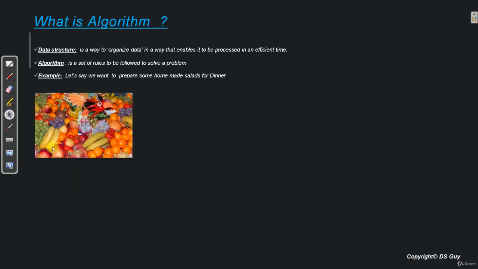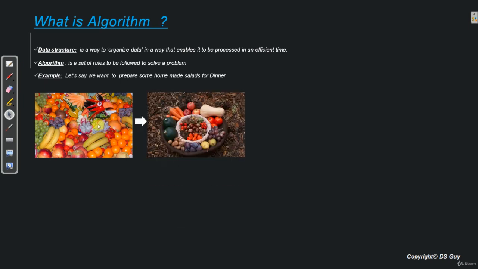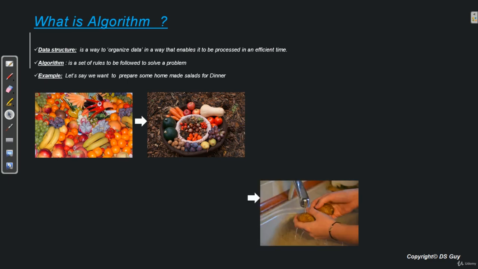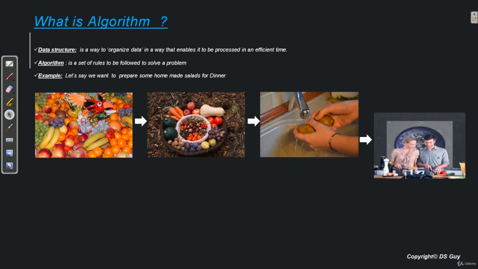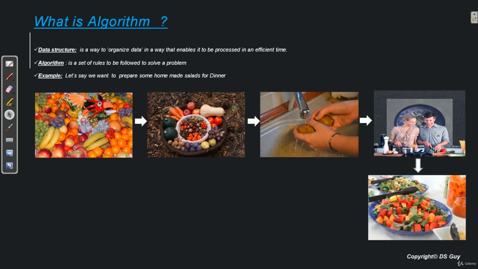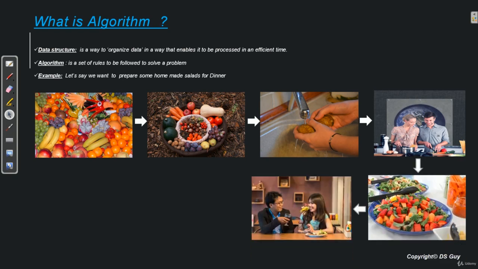So remember that we had a basket in the previous example where the fruits and vegetables are not in an organized way. So what we did? We had used a data structure to make sure that the basket is having the organized vegetables and fruits. So till now we have used only a data structure. Now the next step that comes in is we have to clean those fruits and vegetables, then we have to cut all of them, then we have to do the dressing part, and finally we are ready for our dinner.